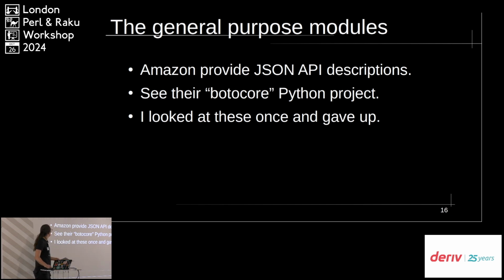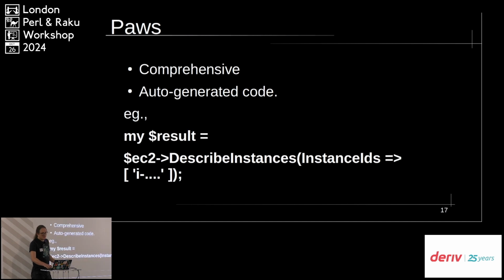They provide it in this Botocore project, and I've looked at this, but other people have looked at this and made it work. So the first of these is Paws, which is an incredible achievement in itself. It inhales this JSON API description and turns it into auto-generated code, which gives you a reasonably nice Perl interface for using, I believe, the entire Amazon API, or at least the vast majority of it. It is absolutely huge and very thorough, and just works. It's all rather nice.